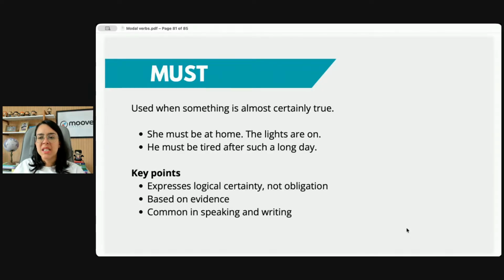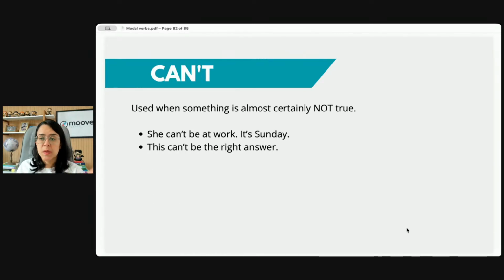So it expresses logical deduction, logical certainty in this situation, not obligation. We usually have some kind of evidence to support our belief. It's very common in both speaking and writing. Okay, it's formal and it expresses certainty.